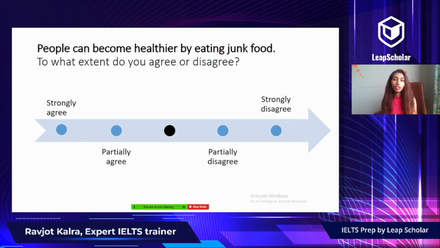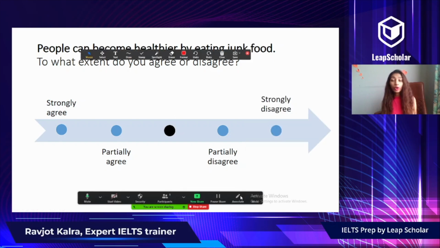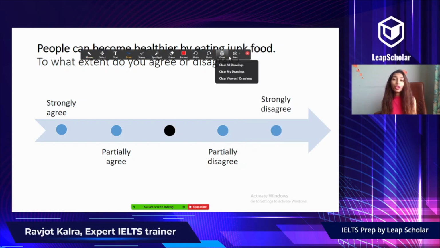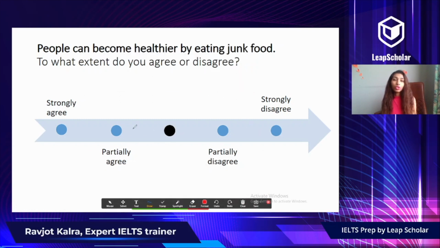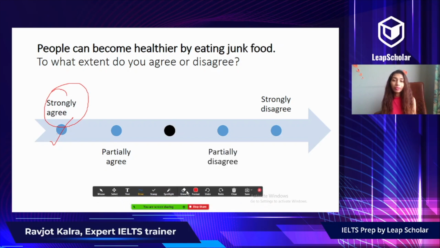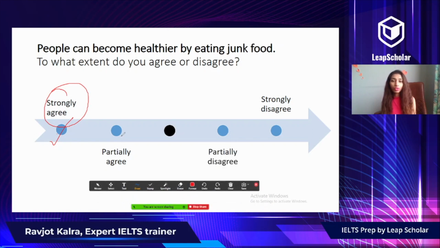This is another question: people can become healthier by eating junk food. Just ask yourself, do you agree completely or do you disagree? According to me, many of you will not agree to this question. So you might totally disagree. Many of you will fall under this category, wherein you'll write the whole essay on one thing: strongly agree. So that is the scale you have chosen.